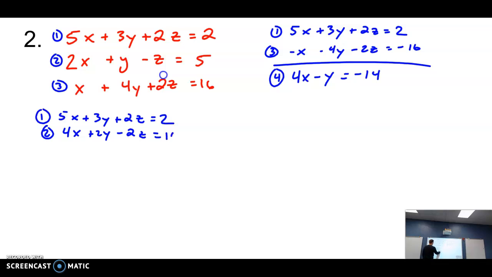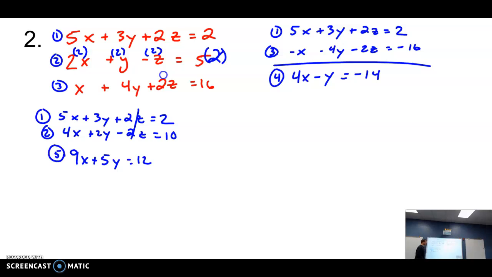And everything needs to double, okay? The 5 needs to be times by 2. This needs to be times by 2. This needs to be times by 2. Everything gets times by 2. Okay? The z's will go away. 9x plus 5y equals 12, and that's my equation 5.